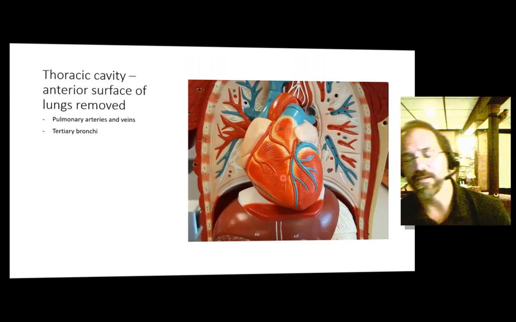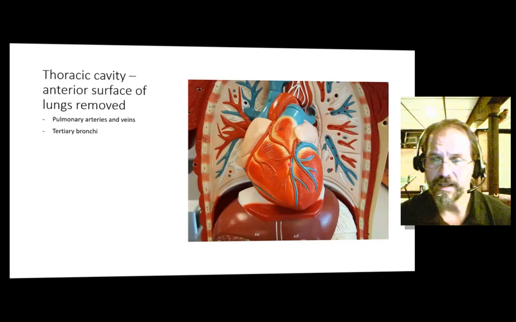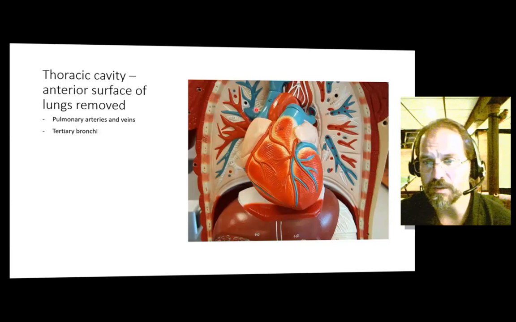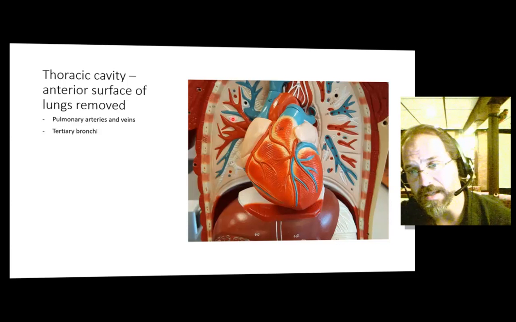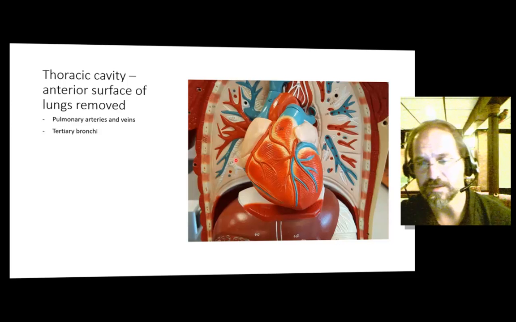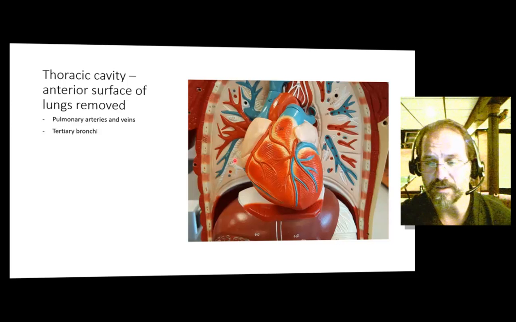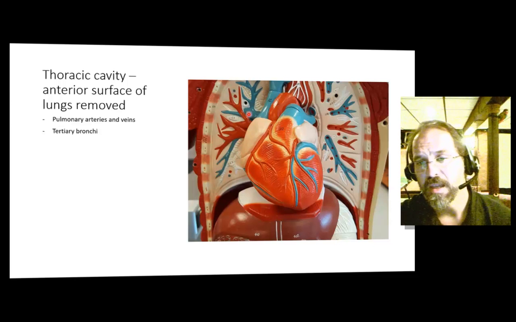Here we've taken the anterior wall of the lungs away to show us what's underneath, and most notably we can see these ribbed structures back there underneath the vessels, and those are some of the bronchial trees. Those are actually bronchi, tertiary bronchi. The blue represents the pulmonary arteries and the red represents the pulmonary veins. Of course, the heart is sitting prominently here in the mediastinum within its pericardial cavity.